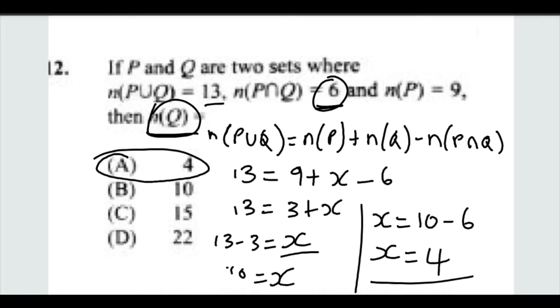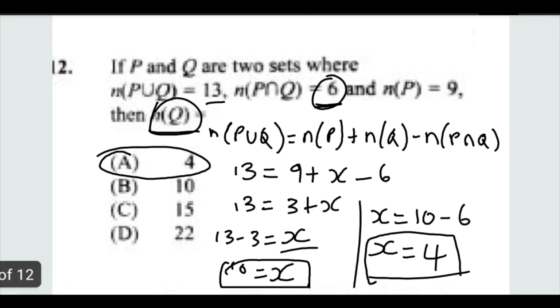The last time I ended the question at this point, and that just gave us the number of elements in Q plus the intersection. But we don't want to find that. We want to find the number of elements in Q alone. Alright, so let me continue.